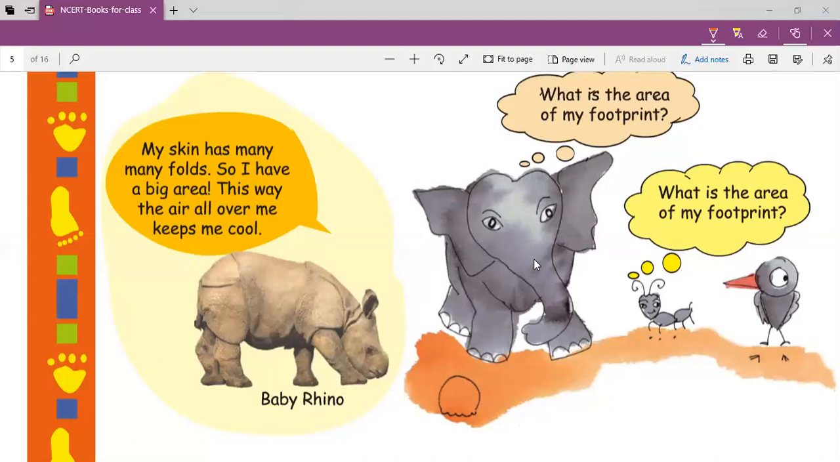For this you can do one thing. Many ants are there in a house, so you can collect one ant and place her in front of some color, watercolor, and leave her. When she walks, the color will come to her footprints, and you can see the footprints over there. So you can understand what the area of her footprint is.